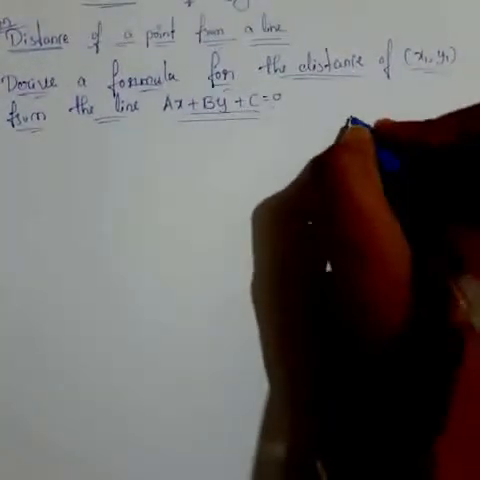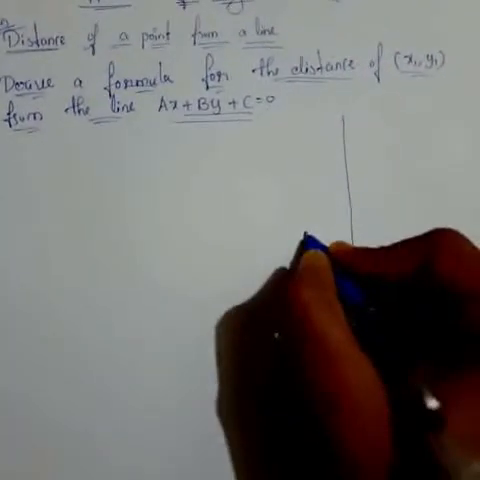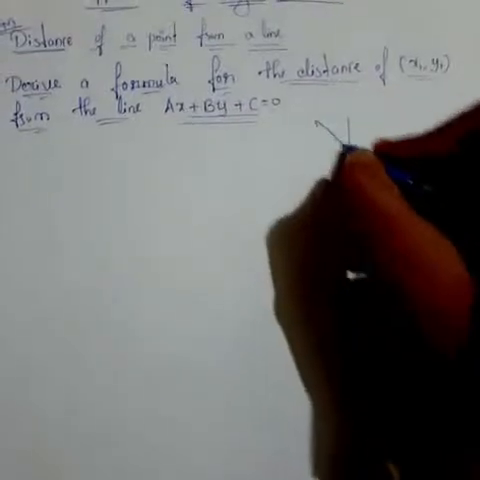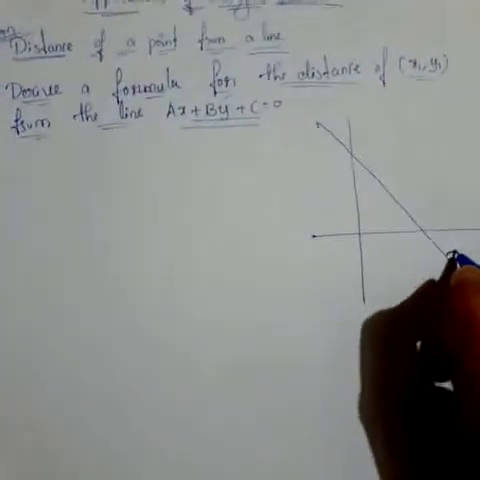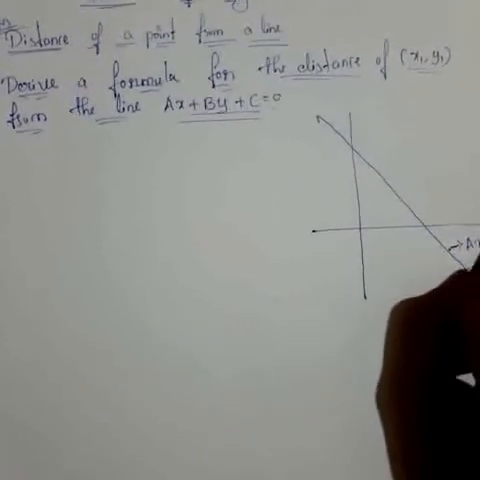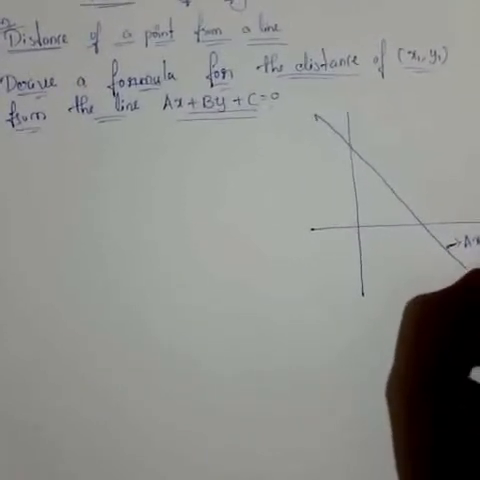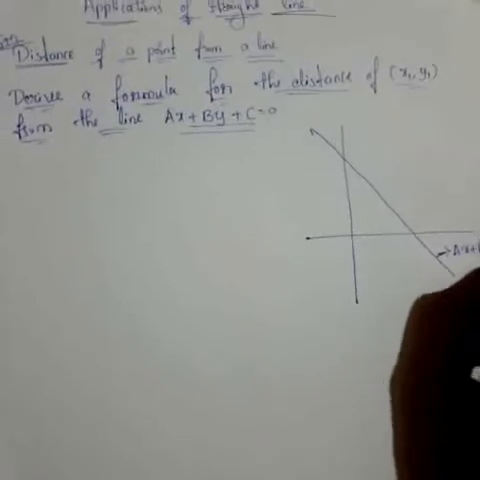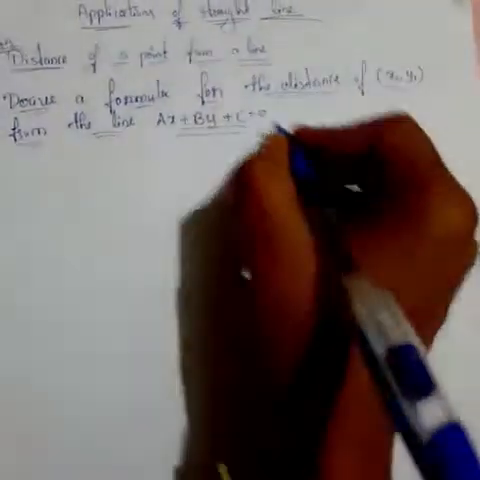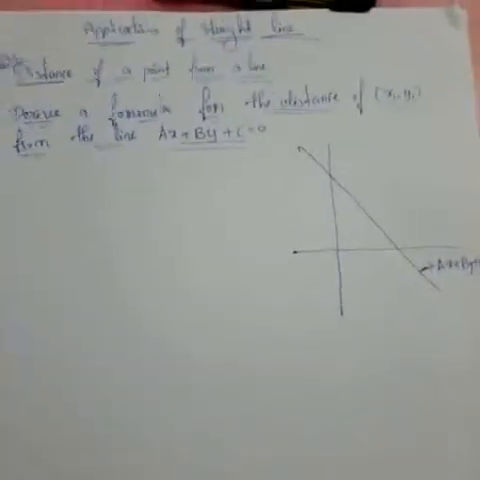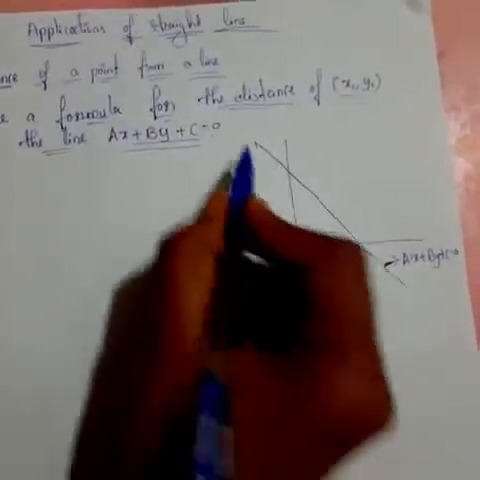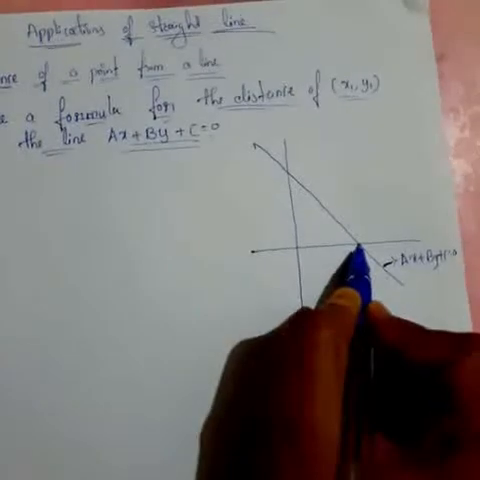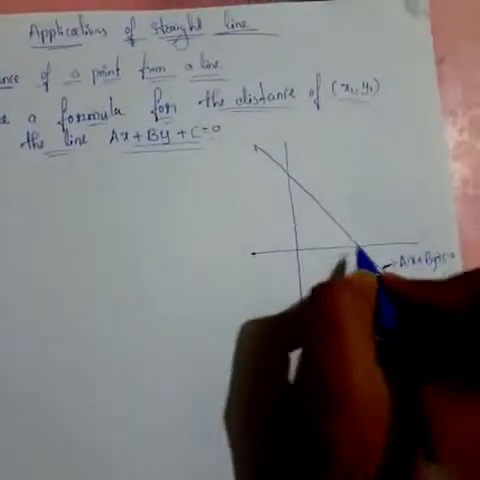See here, in your xy plane, one line is there. This line equation will be ax plus by plus c is equal to 0. This line equation is what? Ax plus by plus c is equal to 0. See here, the line cuts the x-axis and y-axis at these 2 points.